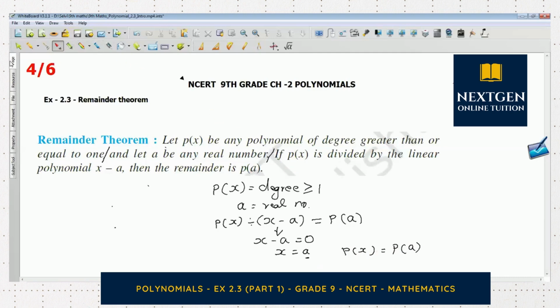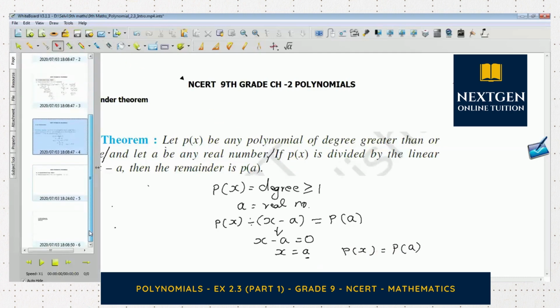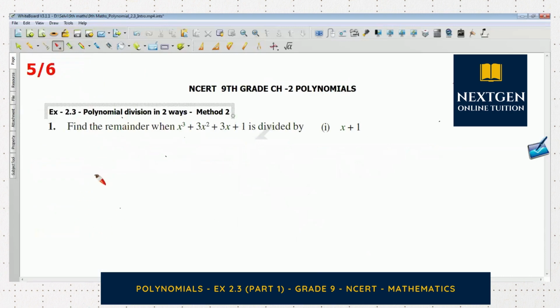Fine. Let's get into a problem so that you can easily understand the concept. This is polynomial division in 2 ways, and this is our second method. Using the remainder theorem, we are going to solve this sum now. So our step 1 is assigning this value to a variable. And what is the second step? This is our divisor. So assigning this divisor to 0.